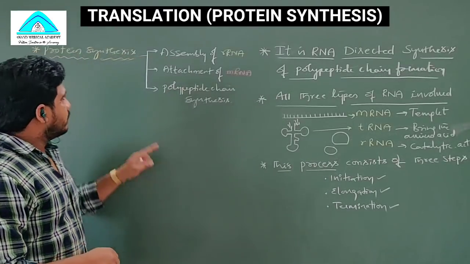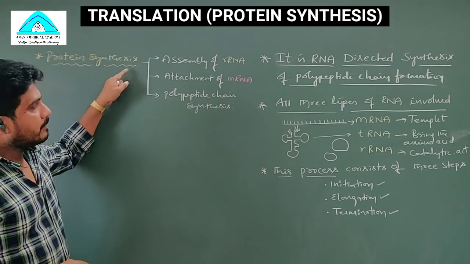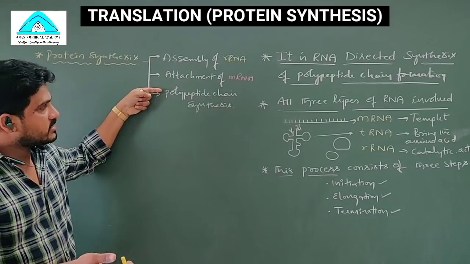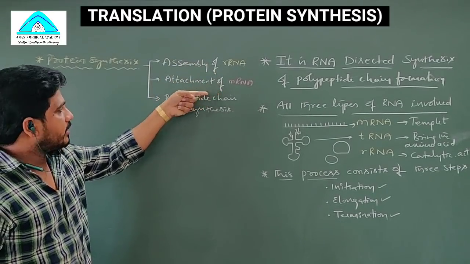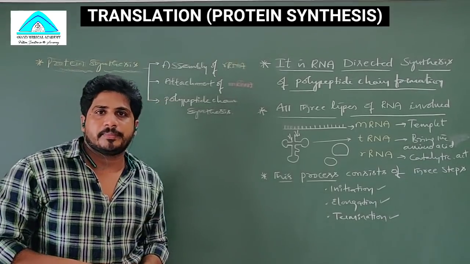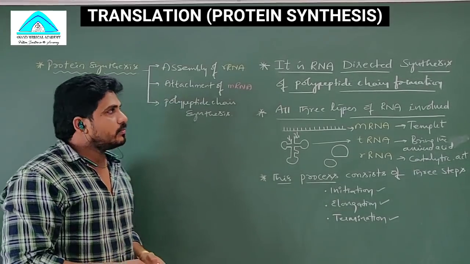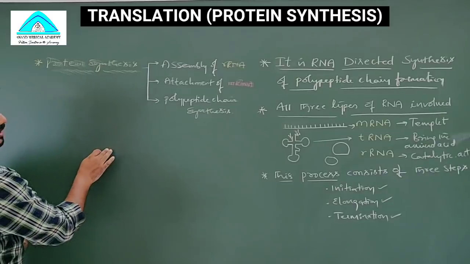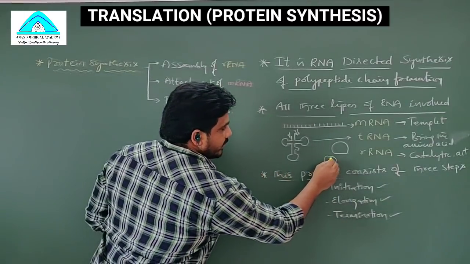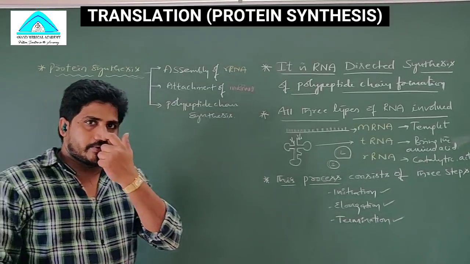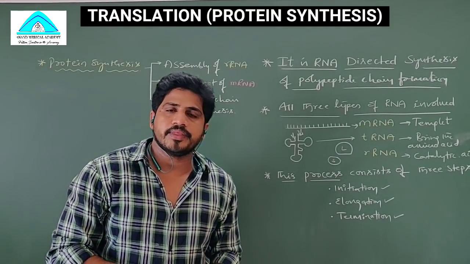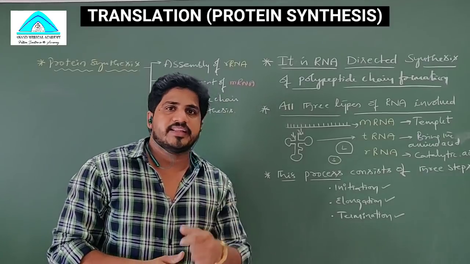In the third step, protein synthesis takes place by another 3 stages: assembly of ribosome, followed by attachment of mRNA, and finally polypeptide chain synthesis. Let us see all the 3 now. Assembly of ribosome. Generally you have seen the ribosome as one small unit and one large unit. In eukaryotes, that is an 80S ribosome. In prokaryotes, that is a 70S ribosome.